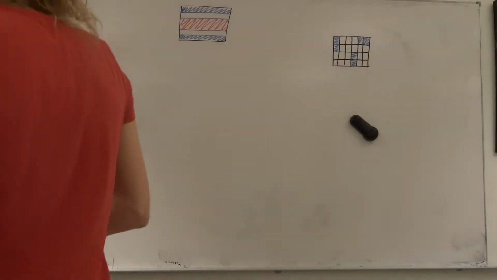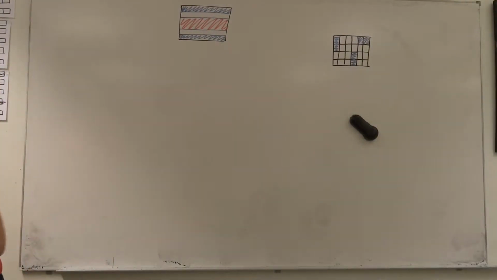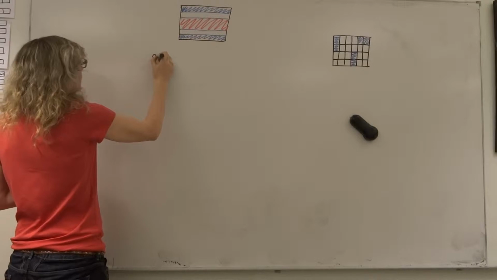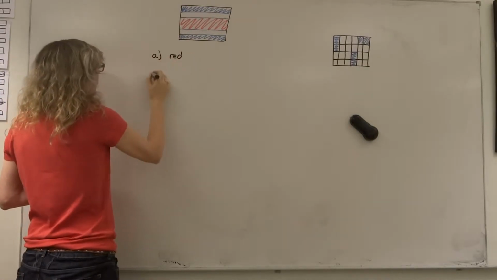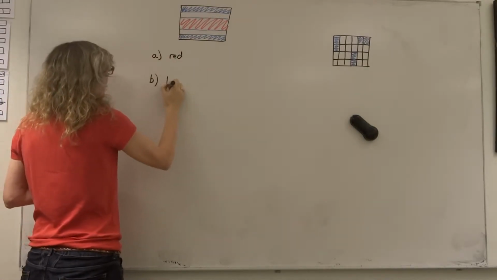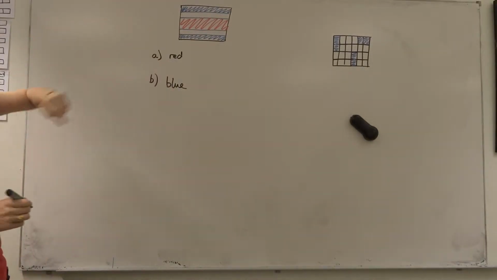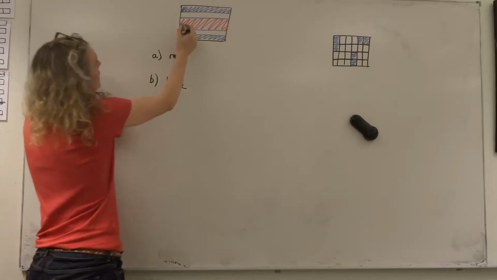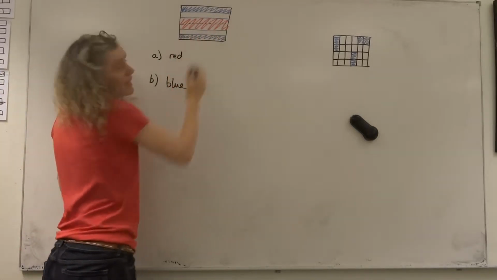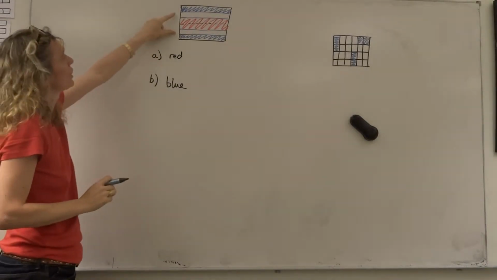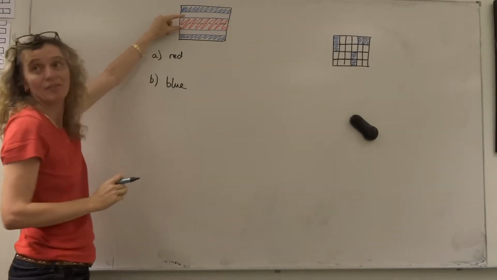Okay, so the first question we had was, what is the fraction in Costa Rica's flag that is red? And what is the fraction in Costa Rica's flag that is blue? Now what you had to notice was that there's actually two parts of red here. There's double red.